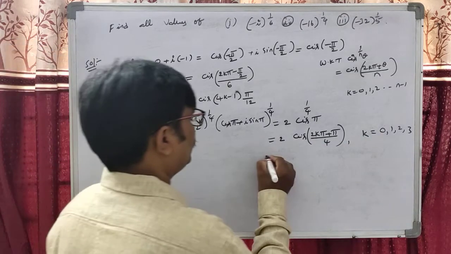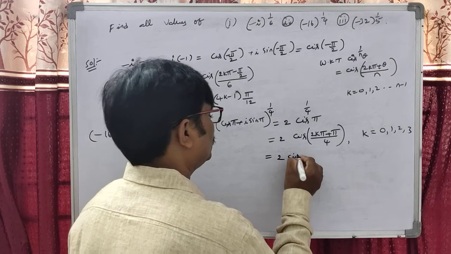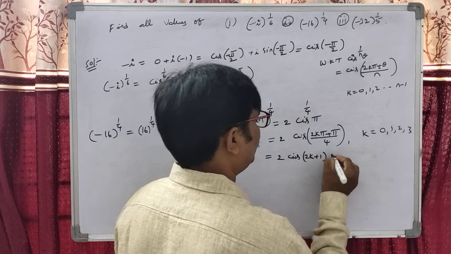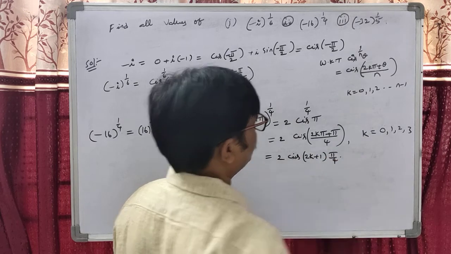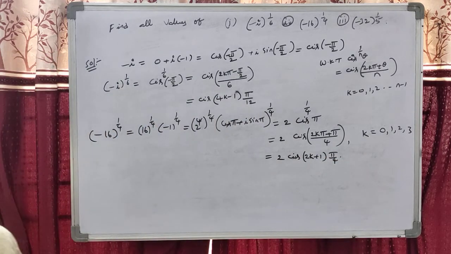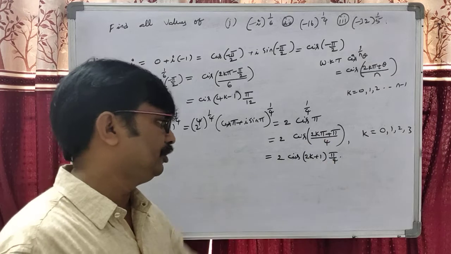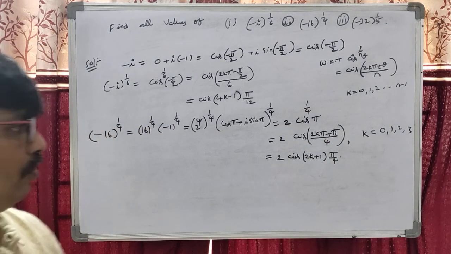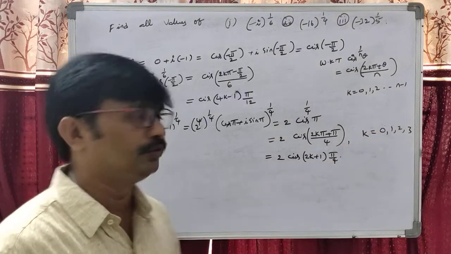After that, students, we can write it as 2 into cis of (2k plus 1) into pi by 4. What is the common factor? Pi is common: (2k plus 1) into pi by 4. So 2 into cis of (2k plus 1) into pi by 4, where k is 0, 1, 2, 3.